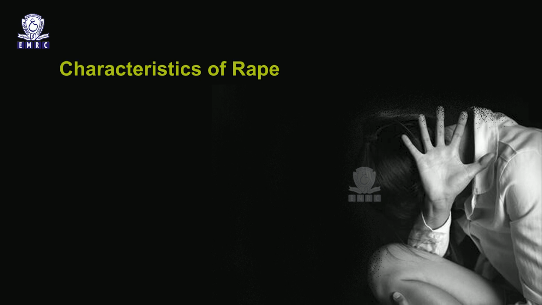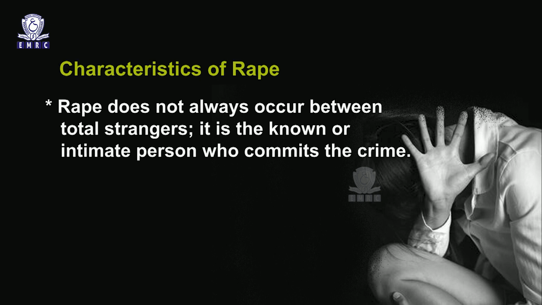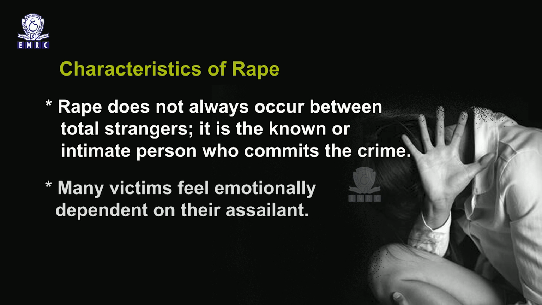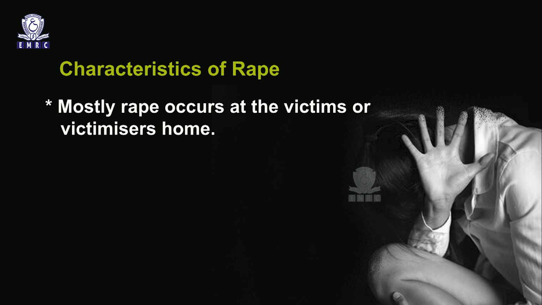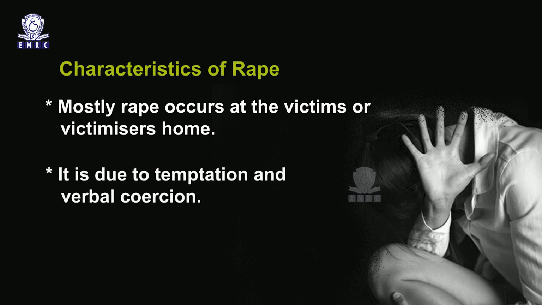Now we'll know the characteristics of rape. Rape does not always occur between total strangers. It is a known or intimate person who commits the crime. Many victims feel emotionally dependent on their assailants. Mostly rape occurs at the victim's or victimizer's home. It is due to temptation and verbal coercion.